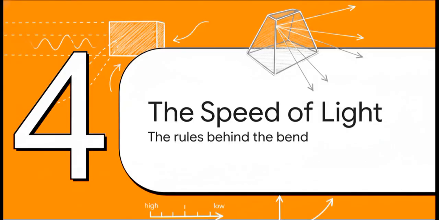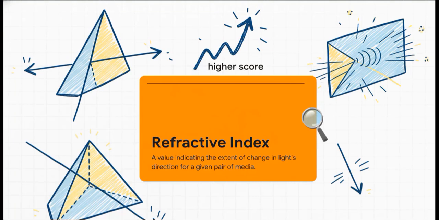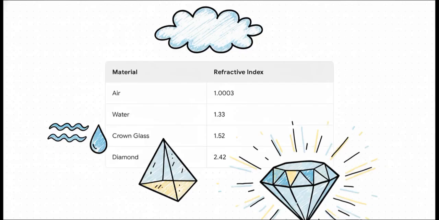Okay, so we know that the change in speed is what causes the bend. But that leads to the next big question, right? How can we measure or even predict how much a given material will bend light? Well, we use something called the refractive index. You can just think of it as a material's light bending score. It's just a number. And the higher that number is, the more the material slows light down, and the more dramatically it's going to bend it. Simple as that.